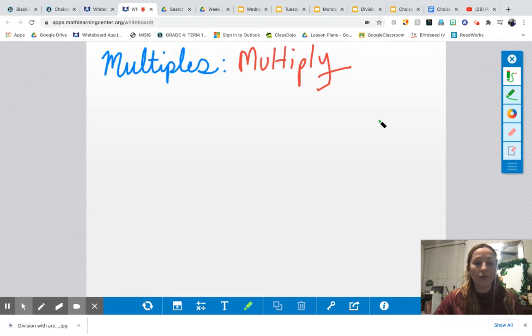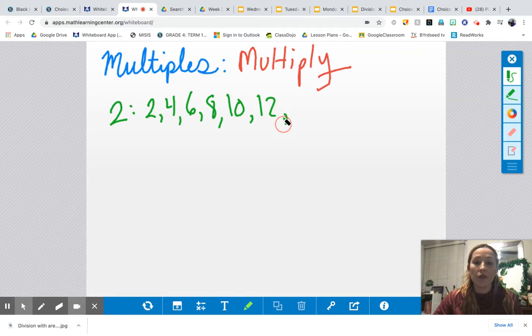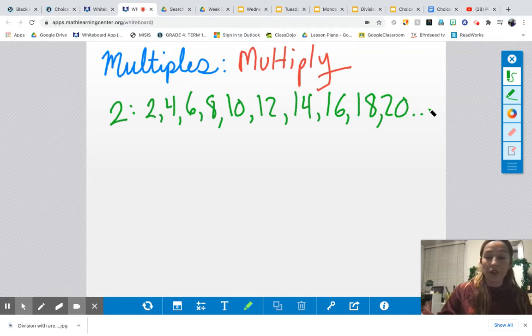So for example, the first multiples you probably learned way back in first or second grade are the multiples of 2. And it's just skip counting. 2, 4, 6, 8, 10, 12, 14, 16, 18, 20, and so on forever into infinity because numbers never stop. So those are multiples of 2.